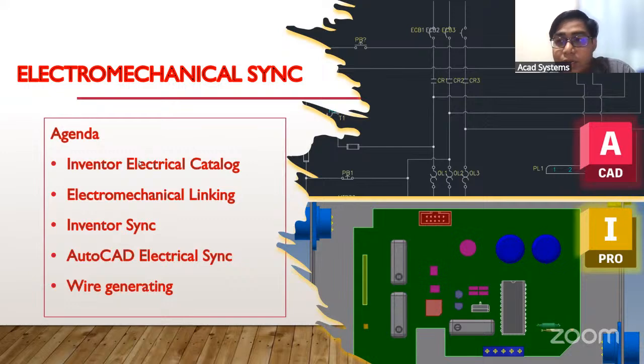Inventor allows you to access the electrical catalog data, which is actually from AutoCAD Electrical, right? So this is not actually from Inventor, but you can access the AutoCAD Electrical catalog. Then we're going to create an electromechanical file that allows you to link between Inventor and AutoCAD, and we're going to put some electrical parts inside and sync.